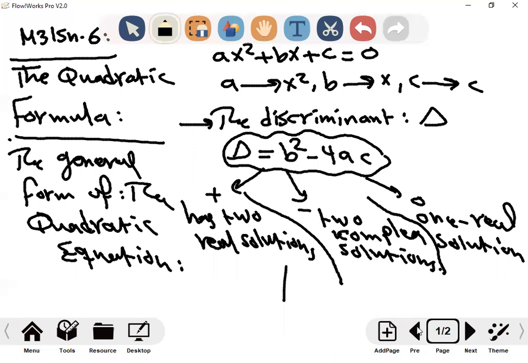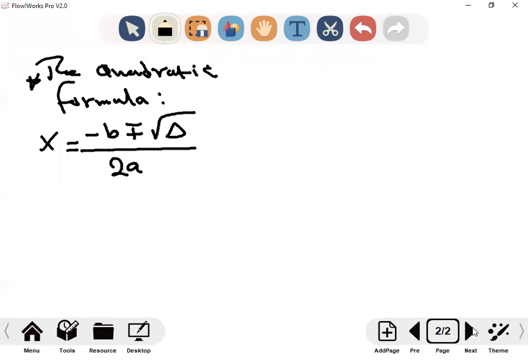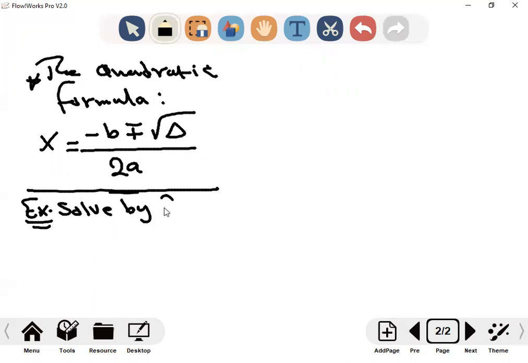Let's take a general example. In this example, we will solve it by factoring as we did before, and I will solve it by the quadratic formula to see if we have the same answers or not. For example, solve. I will solve it by factoring, okay? By factoring. Remember the parentheses? For example, x power 2 plus 5x plus 6 equals 0.